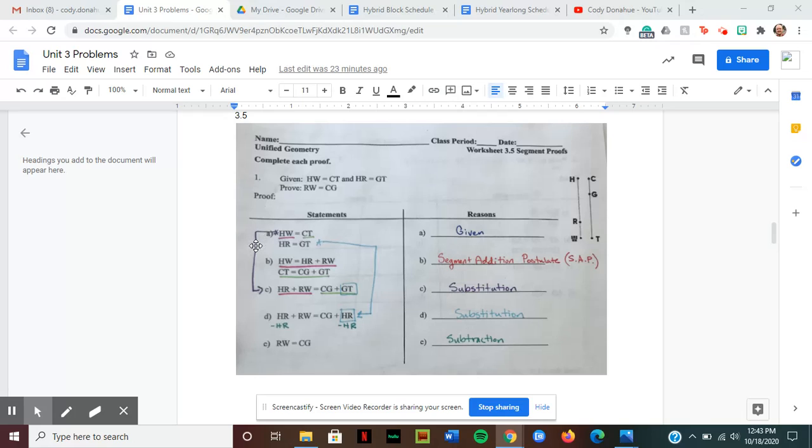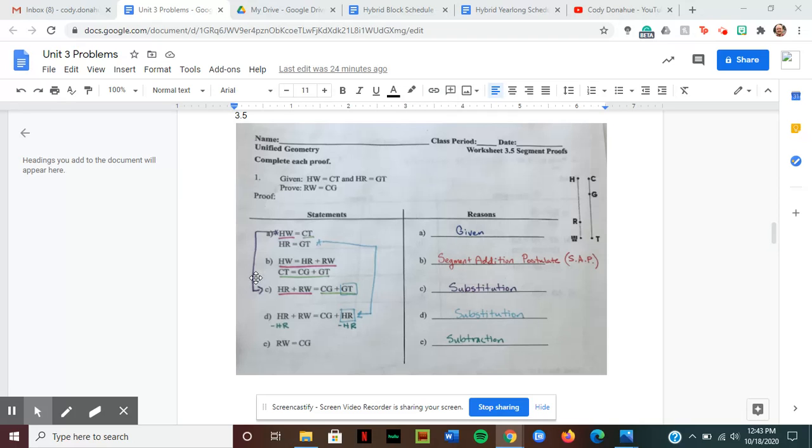If you look right here, statement A states that HW equals CT, HR equals GT. That is just our given statement from up here. They just took the given statement and wrote it down here for our first statement. And that is also going to be our first reason: the reason that we have statement A is because it was given to us. So now we go from statement A to statement B.